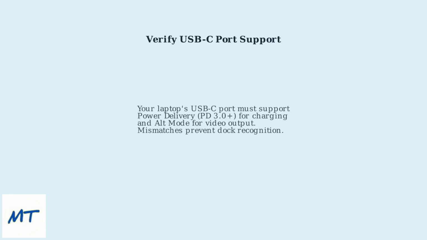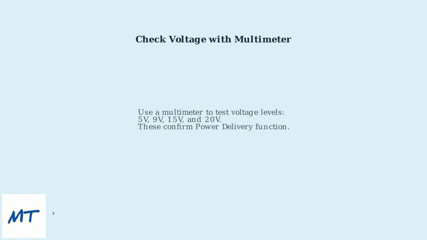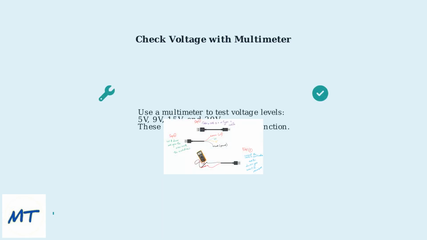First, verify that your laptop's USB-C port supports power delivery version 3.0 or higher for proper charging capabilities and alt mode for video output. If your port lacks these features, the dock may not be recognized or function correctly. To check power delivery, use a multimeter to measure voltage at different levels: 5 volts, 9 volts, 15 volts, and 20 volts. This confirms that the port can deliver the required power for your dock.